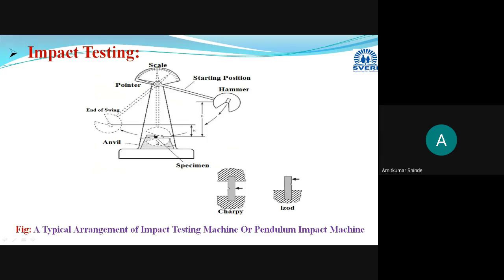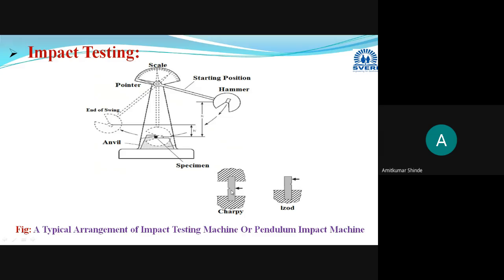If you are using the Charpy test, then the notch will be kept in the opposite direction to the strike. And if you are using the Izod impact test, then this notch will be on the same side from which striking will be there. Okay, from this side, this is the striking direction. In Izod, the notch will be on the same side, and in Charpy, the notch will be on the opposite side to the striking direction.